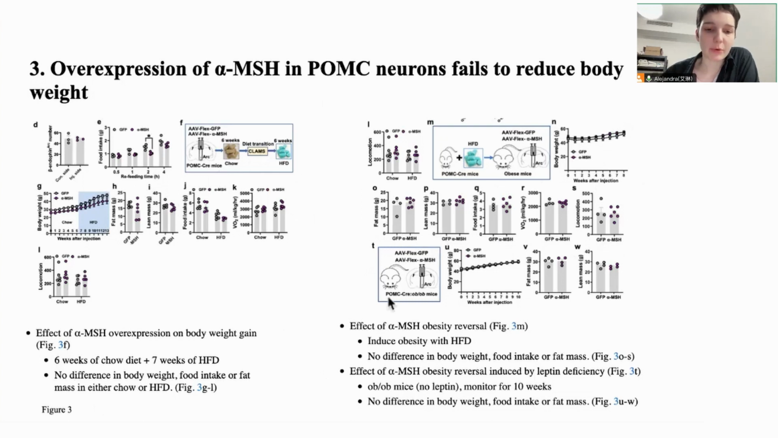To further investigate the role of alpha MSH overexpression in reversing obesity induced by leptin deficiency, they delivered the adenovirus with alpha MSH to the arcuate nucleus of POMC OBOB mice. Since the OBOB phenotype cannot express leptin and therefore have an uncontrollable appetite. They monitored the body weight for 10 weeks and they observed no significant impact in body weight in OBOB mice with an alpha MSH overexpression in the POMC neurons compared to the control.